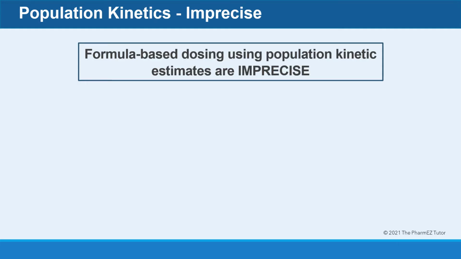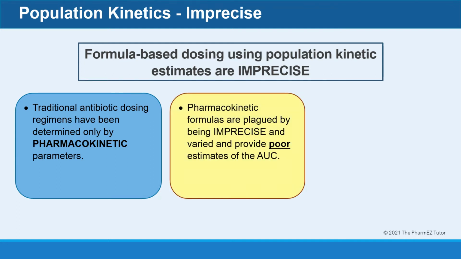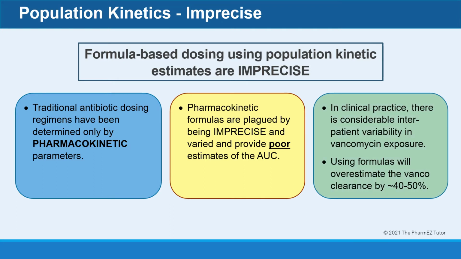We know that formula-based dosing using population kinetic estimates are an imprecise method. Traditional antibiotic dosing regimens have been determined only by pharmacokinetic parameters. These pharmacokinetic formulas are plagued by being imprecise and varied and provide poor estimates of the AUC. We also know that in clinical practice there is considerable interpatient variability in vancomycin exposure, which leads to using formulas that will overestimate the vancomycin clearance by about 40 to 50%.